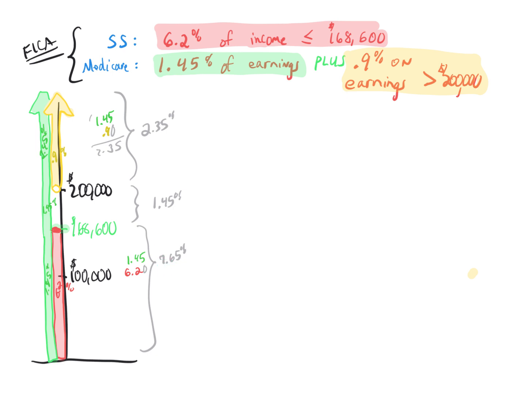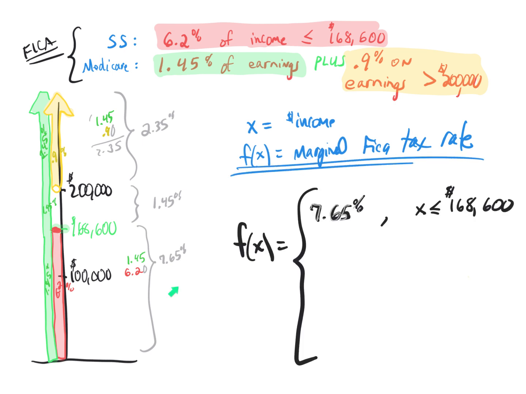All right, so now we can write our function. We need to say x can be our income, and then our function, which is a function of your income, will be the marginal FICA tax rate. We'll start at the bottom. When your income is less than 168,600, anywhere in that range of income, your tax rate for FICA is 7.65%.